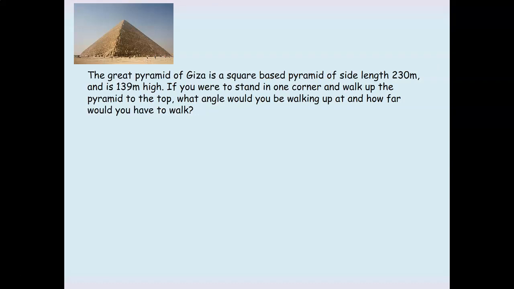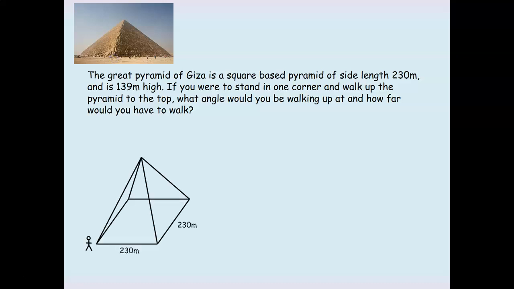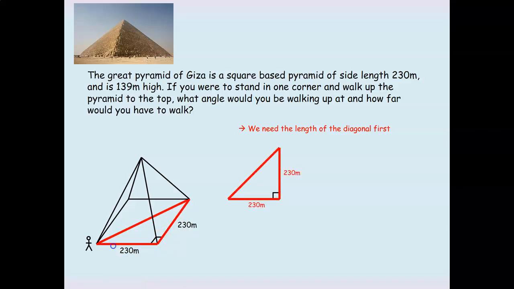Another example. The Great Pyramid of Giza is a square-based pyramid of side length 230 and is 139 meters high. If you were to stand in one corner, here for example, and walk up the pyramid to the top along the edge here, what angle would you be walking up at and how far would you have to walk? Here's a diagram that we're going to be working off of. First, we need to find the length of the diagonal of the base down here. Both of the sides are 230. Here's my triangle, 230, both of the legs.